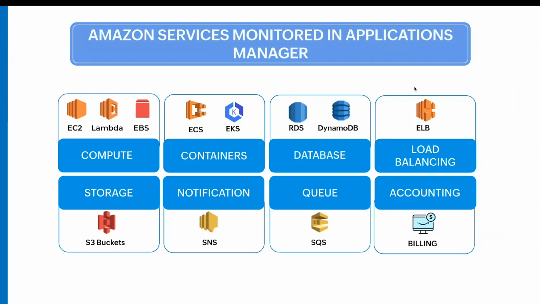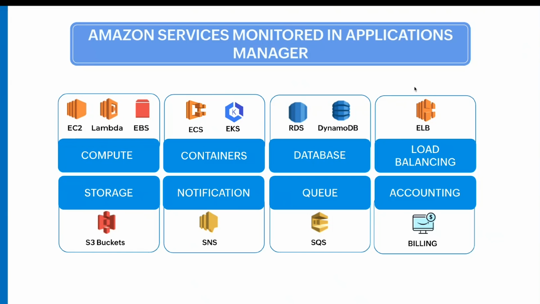We will look at all the major AWS KPIs in a short while. Before that, let's take a look at the AWS services monitored in Applications Manager. In compute, we monitor EC2, Lambda, and EBS. So we have Elastic Compute, Elastic Block Store, along with Lambda.